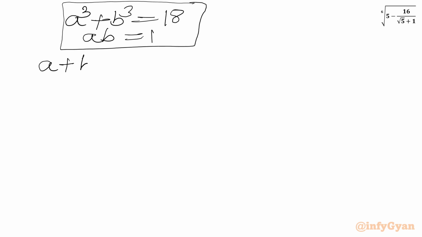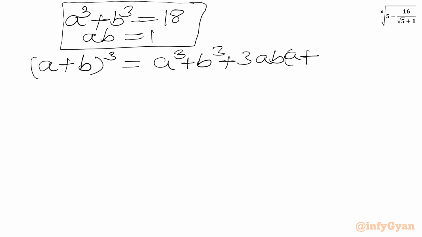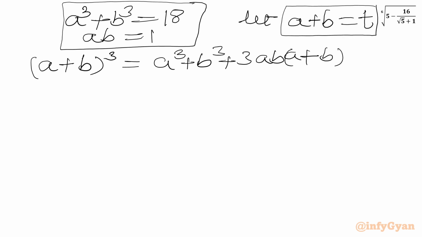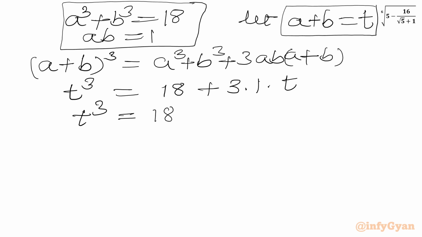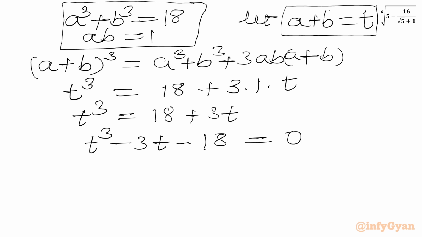Let us write one algebraic formula: (a plus b) whole cube will be equal to a cube plus b cube plus 3ab(a plus b). Now let us consider a plus b equal to t. So LHS will be t cube. From the first equation, a cube plus b cube is 18. ab from the second equation is 1. a plus b is t. So we will get finally one cubic equation, and the equation will be t cube minus 3t minus 18 equal to 0.